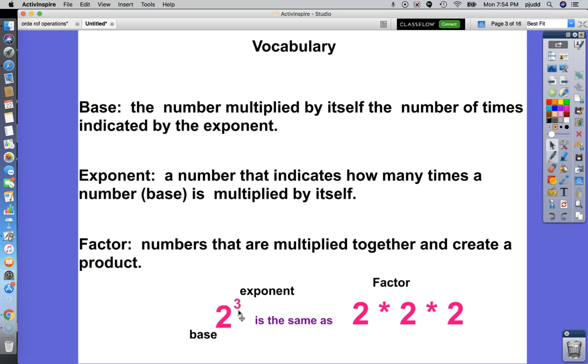2 to the third power. 2 is the base. The exponent 3 tells you you're going to multiply 2 times 2 times 2. And these 3 2's are the factors. 2 to the third power is 8. 2 times 2 is 4. 4 times 2 is 8. So 2 to the third power is the same as 2 times 2 times 2, or 8.